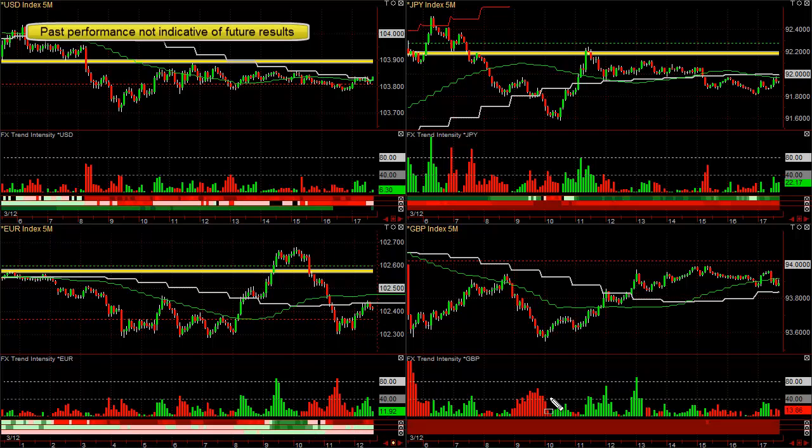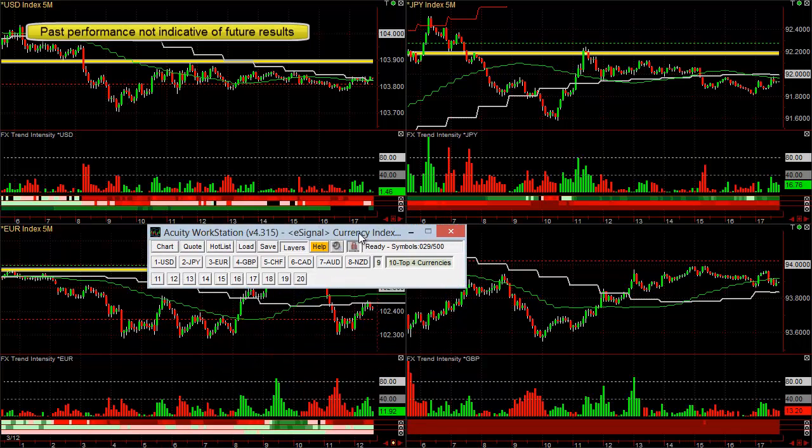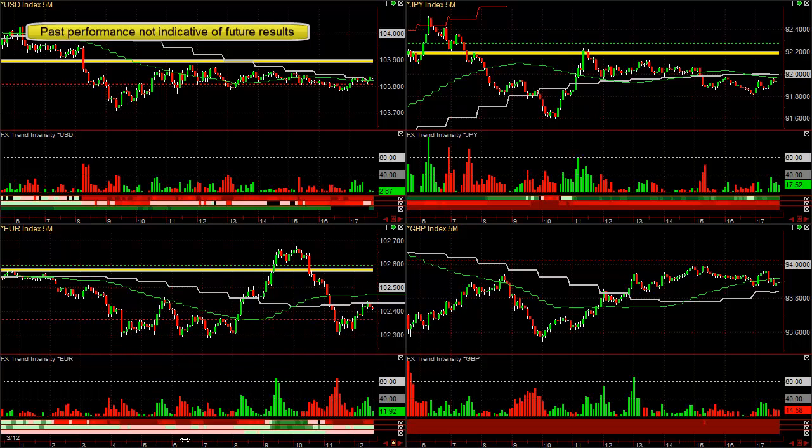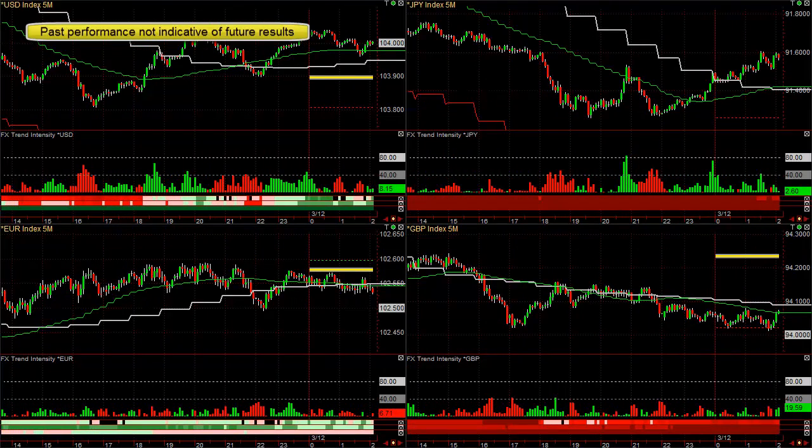So let's look at one of our methods of linking all the charts together. If you make all the charts green, for example, and then you select our option on our toolbar right here, when you scroll one of them back, they all scroll back at the same time. So you can pretty much walk through and practice test using this.